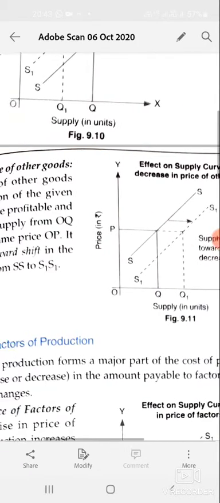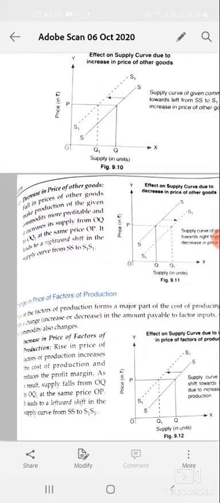Now another factor is change in price of factors of production. As you know, we have three factors of production: land, labor and capital. Price of factors of production forms a major part of the cost. In the previous chapter we discussed cost, and cost is what the firm or producer pays to the factors of production. With a change, either an increase or decrease, in the amount payable to the factor inputs, the supply curve of the commodity also changes. It also has two parts.